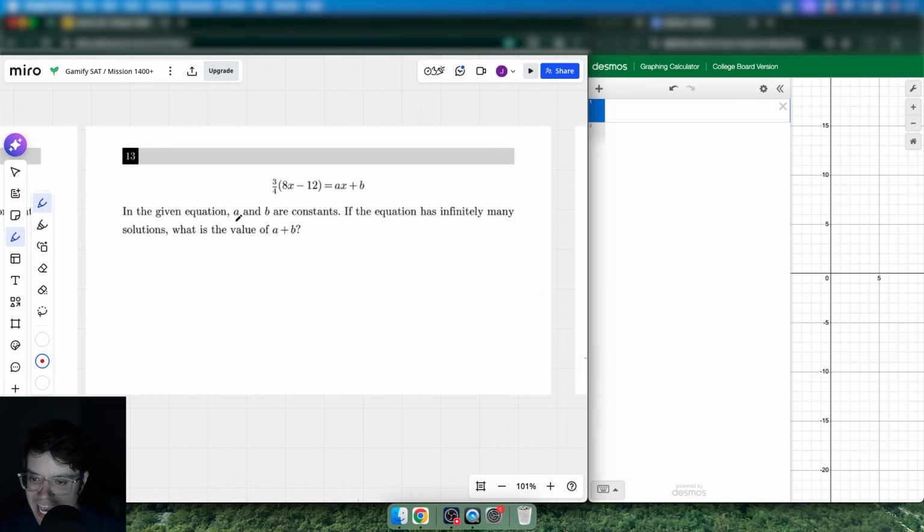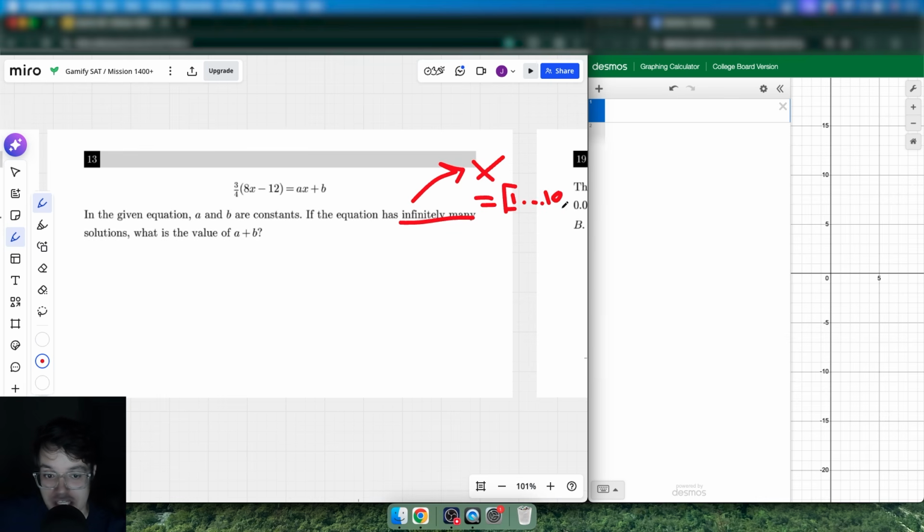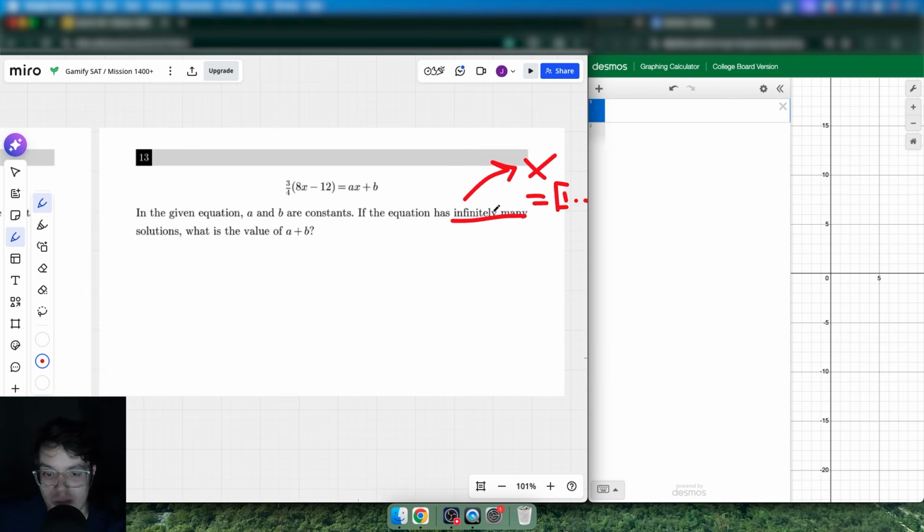This one here, a and b are constants. If the equation has infinitely many solutions, what is the value of a plus b? You may be kind of shocked by this infinitely many solutions thing, and you may be thinking back to what we were seeing before. But here's the thing. What this just means is that x again is all real numbers. That's all that's saying. So x again must be equal to 1 dot dot 10. And actually, in addition to that, keep in mind, this is literally what all of these problems basically have been saying.